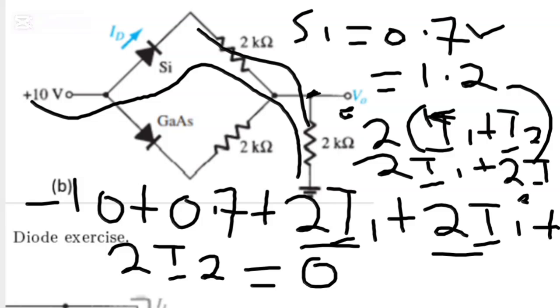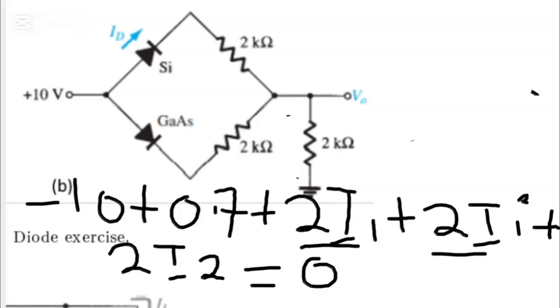The next thing that I'm going to do, let me clean this. If I subtract negative 10 plus 0.7, what shall I get? I will get 9.3, but with negative. So negative 9.3. And therefore I have to say plus.